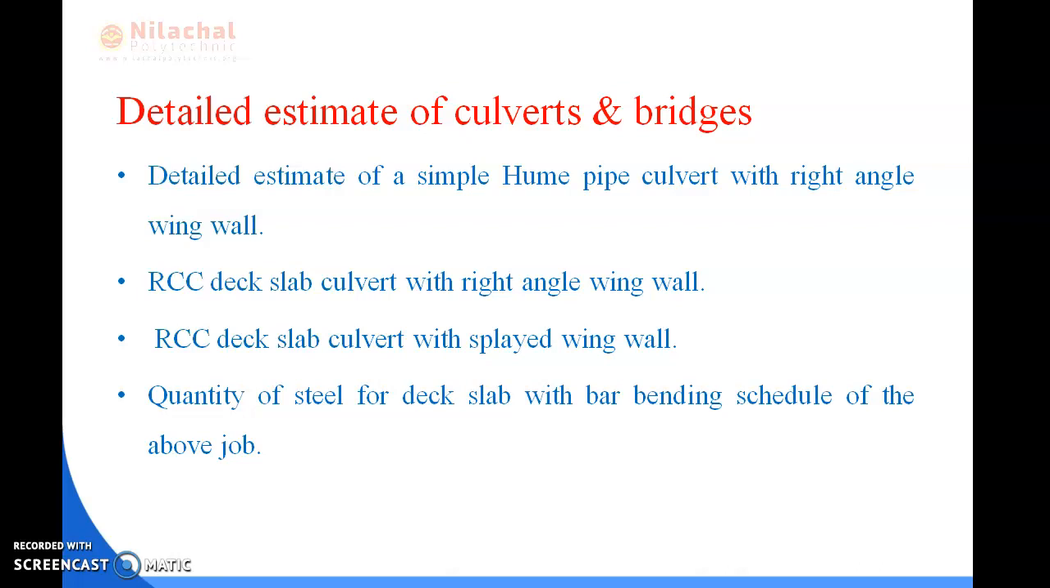We discuss the detailed estimate of a simple hume pipe culvert with right angle wing wall, then RCC deck slab culvert with right angle wing wall, RCC deck slab culvert with splayed wing wall, then quantity of steel for deck slab with bar bending schedule of the full job. These are the things we calculate in chapter 1, detailed estimate of culvert and bridge. Before we go through the calculation, first of all we should know what a culvert is and what a bridge is.